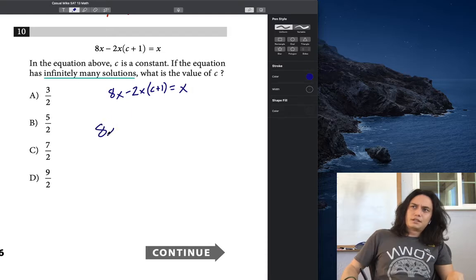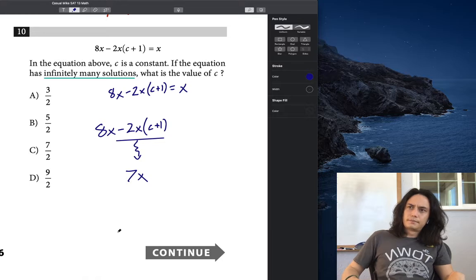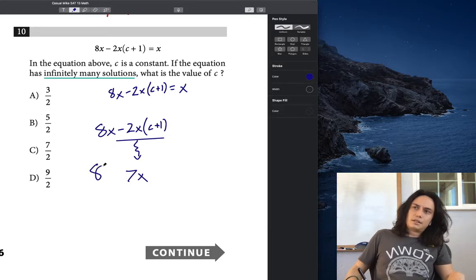So what? 8x minus 2x times (c plus 1). All of this is x? All right, well, the way that all of this is going to whittle down to just x is if this turns out to whittle down to 7x. How do I know that? Because 8x minus 7x is 1x, and that's what we want.